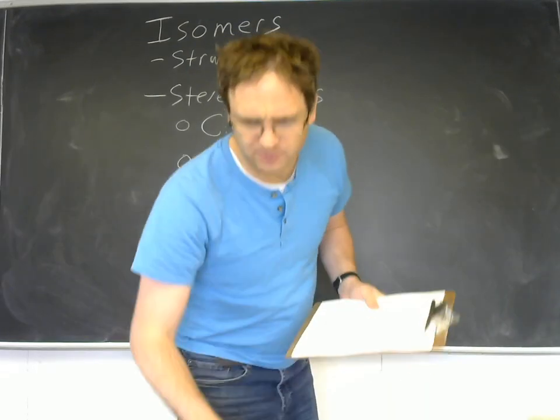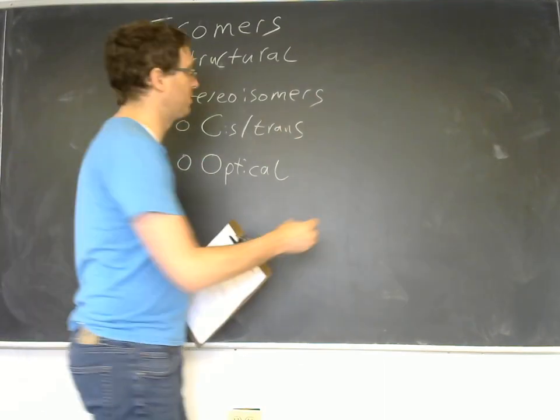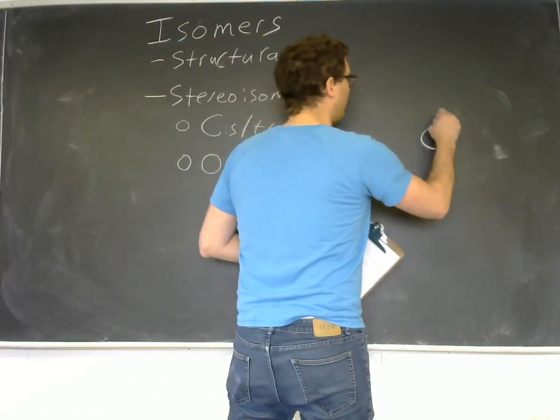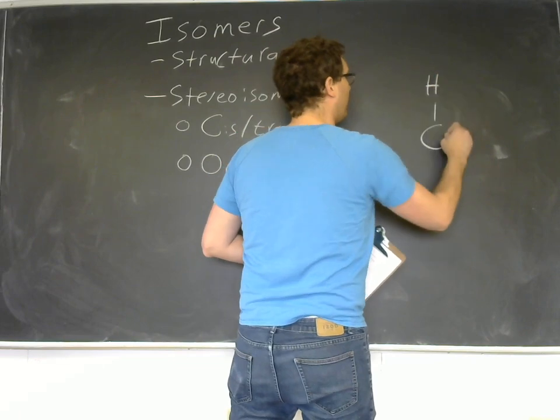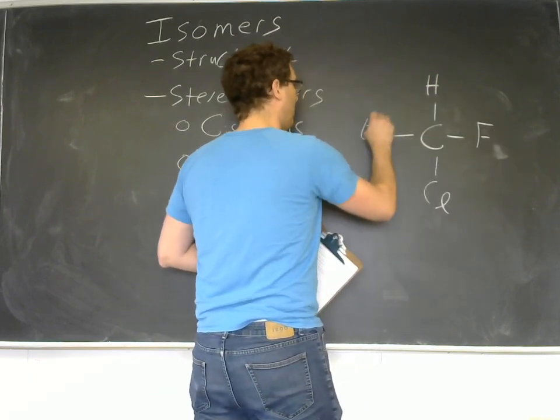So let me give you a few examples of molecules which exhibit optical isomerism. A fairly obvious one would be something like CHFClBr.